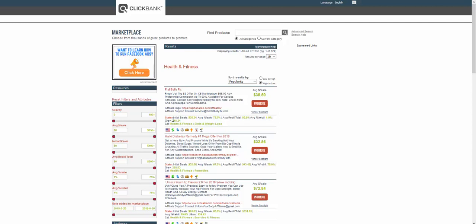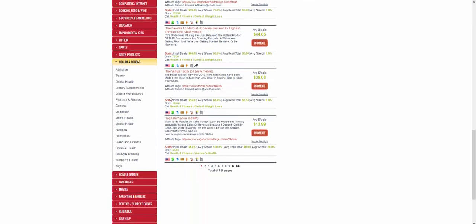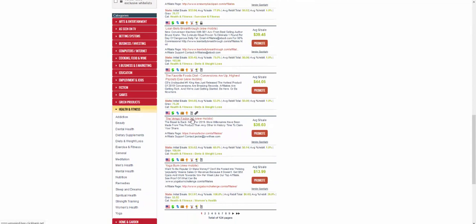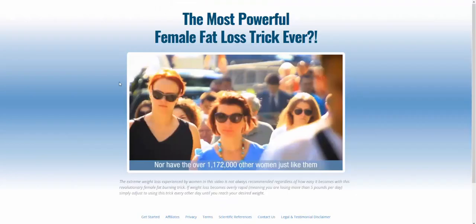Here's what you want to do to pick a product, and I thought the best way to do it is to give you an example of two products so you get an idea of what I'm talking about. So if we go down here, the one I picked was this one, the Venus Factor, and it's a weight loss program specifically targeting females.